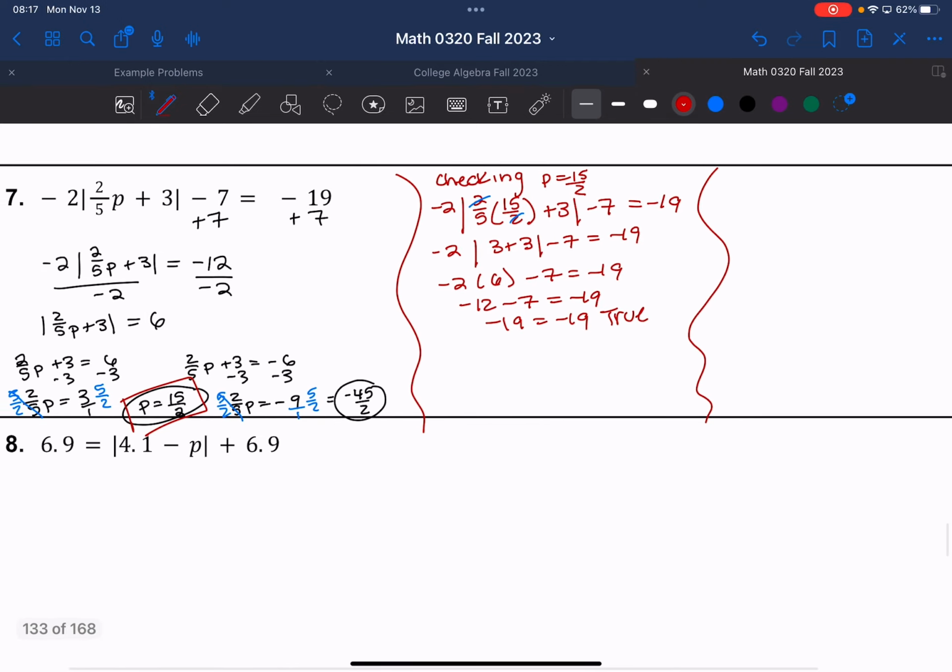Now I'm going to check p is equal to negative 45 halves, and I'm going to do the same thing.